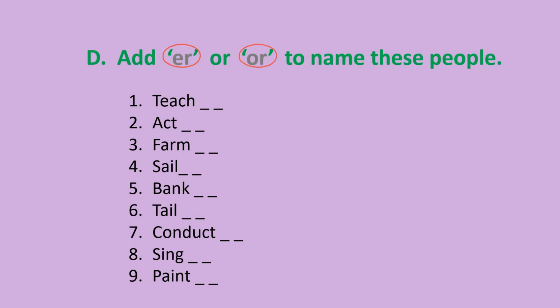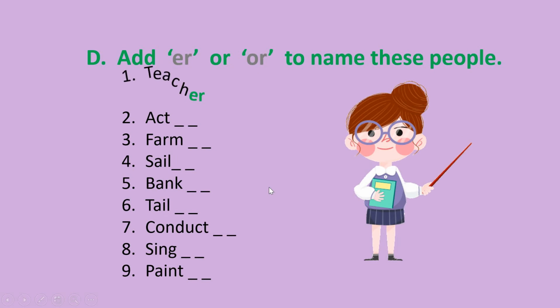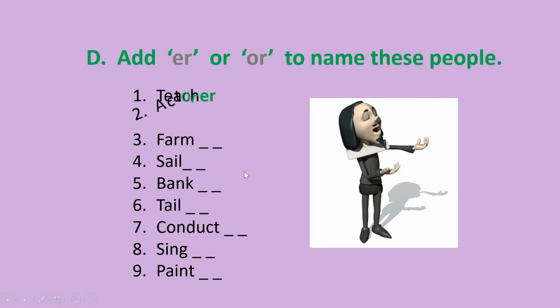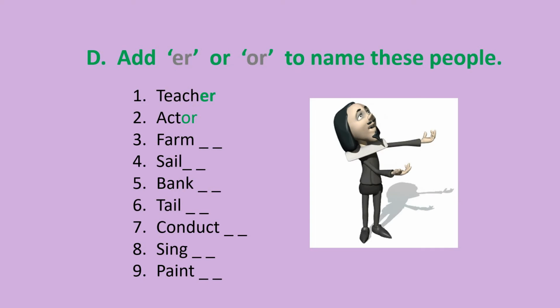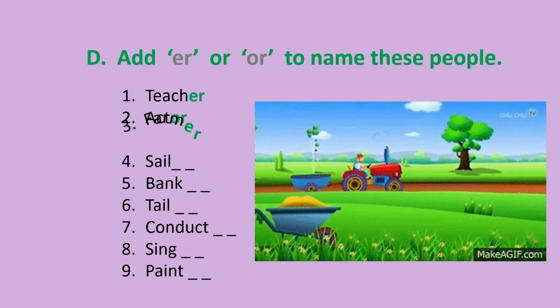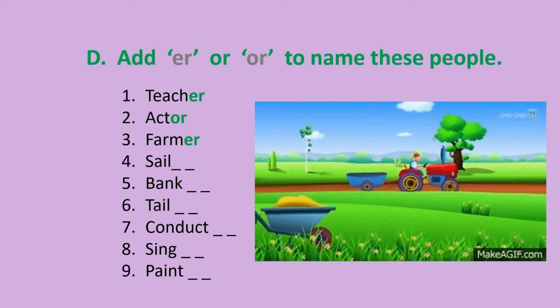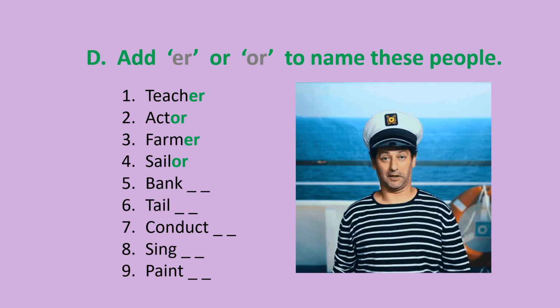Now we move to question D. Add ER or OR to name these people. They are the names of the people here. You have to add ER or OR. You should know the correct spelling of these people. First is teacher. So ER at the end of the word teacher. Next is actor. OR. Next is farmer, F-A-R-M-E-R. Fourth is sailor.